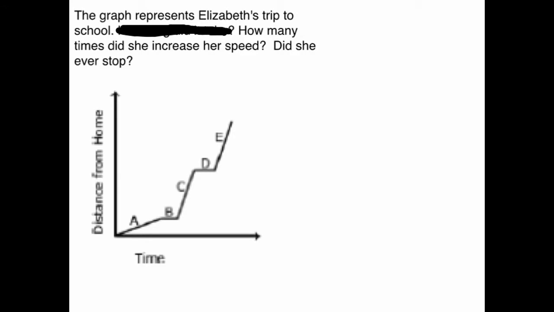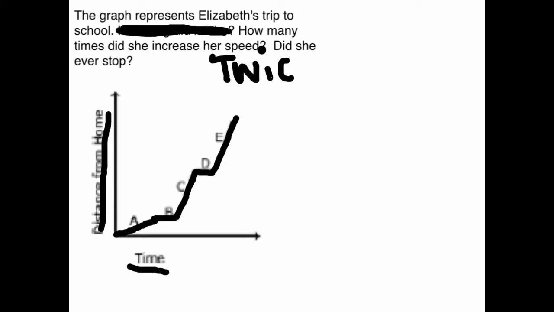All right, guys, let's look at this one. The graph represents Elizabeth's trip to school. How many times did she increase her speed, and did she ever stop? So again, this graph is showing us distance from home as compared with time. So the first question, how many times did she increase her speed? What I'm looking for are the times where the slope changes. So it starts out at point A at a constant rate, and then her slope remains constant at point B and sharply increases at point C, remains constant, and increases again. So she increases her speed twice. And make sure you have that written down in a complete sentence on your notes page.